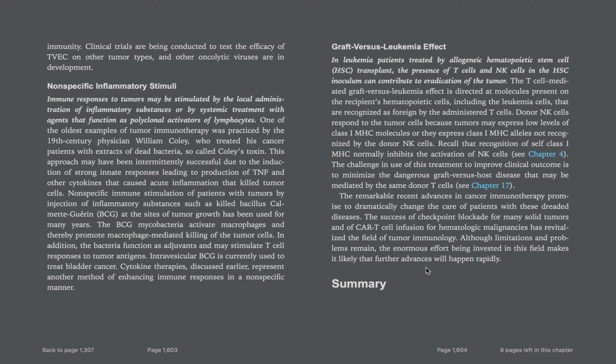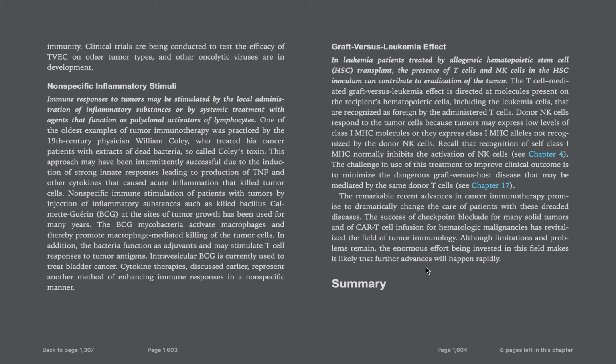Non-specific immune stimulation of patients with tumor by injection of inflammatory substances such as killed Bacillus Calmette-Guerin at the site of tumor growth has been used for many years. The BCG mycobacterium activates macrophages and thereby promotes macrophage-mediated killing of tumor cells. In addition, bacteria function as adjuvants and may stimulate T cell response to tumor antigens. Intravesicular BCG is currently used to treat bladder cancer. Cytokine therapy discussed earlier represents another method of enhancing immune response in a non-specific manner.